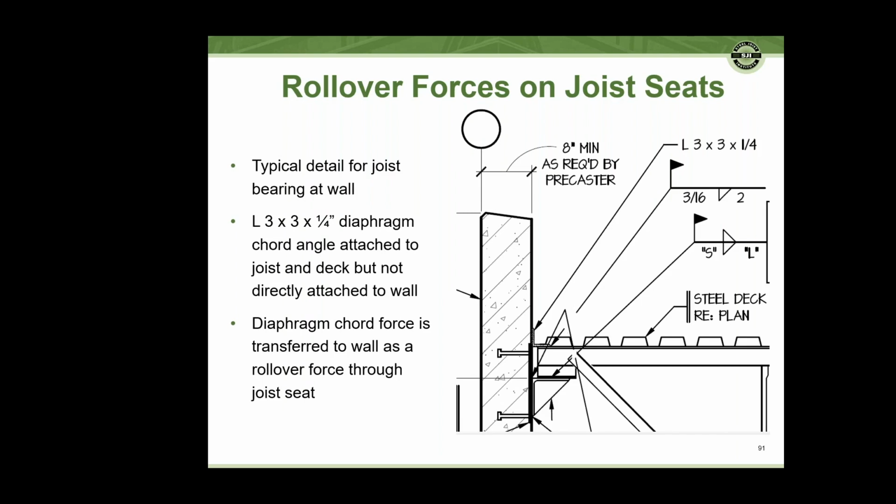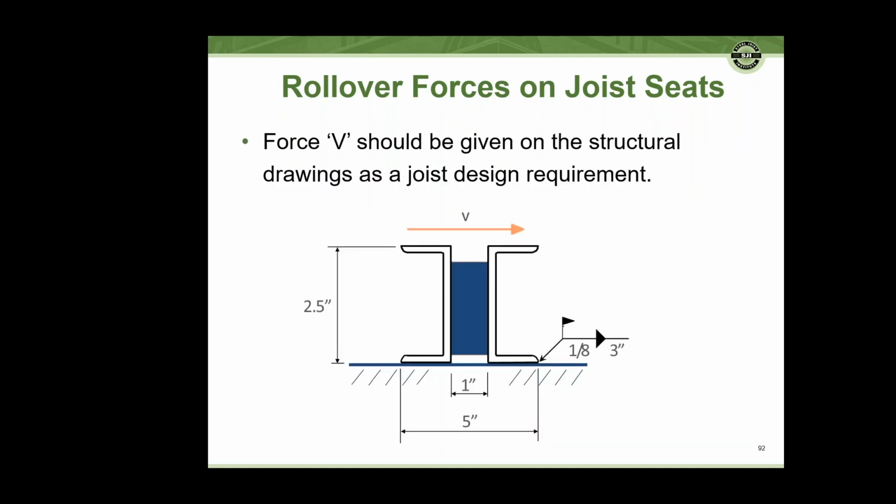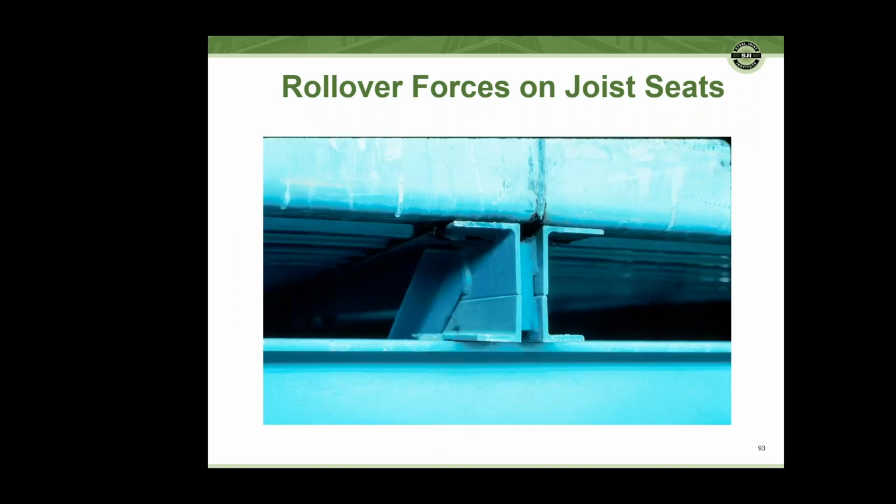But the 3x3 angle is not directly attached to the wall. Therefore, it would cause a rollover force in that joist seat to transfer that load down to the supporting structure. And it would look like this. So looking at this in view of the joist, you would have what we call a rollover force, and that force should be noted on the design documents or structural documents as a design requirement. And this is what that would look like in the field, an example of what that would look like.